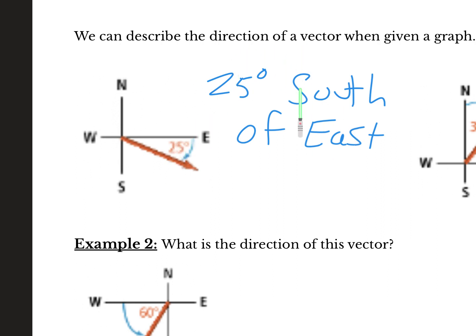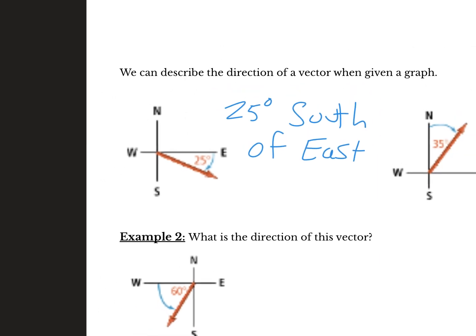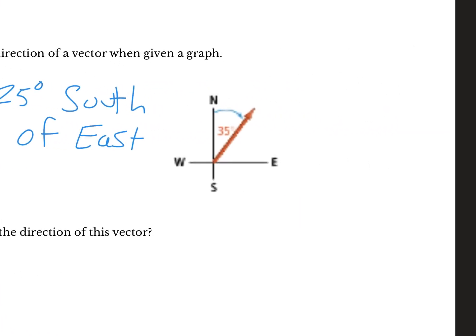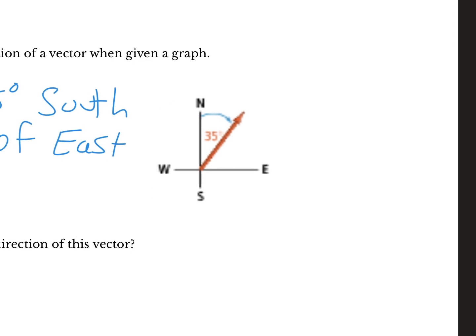Okay, so east is the reference direction, and then south is the direction that the vector is going based on this angle. Okay, so another example, if I look at this one, you can see we're measuring the angle from the north direction, which means if we're going to the right of north, we're going towards east.